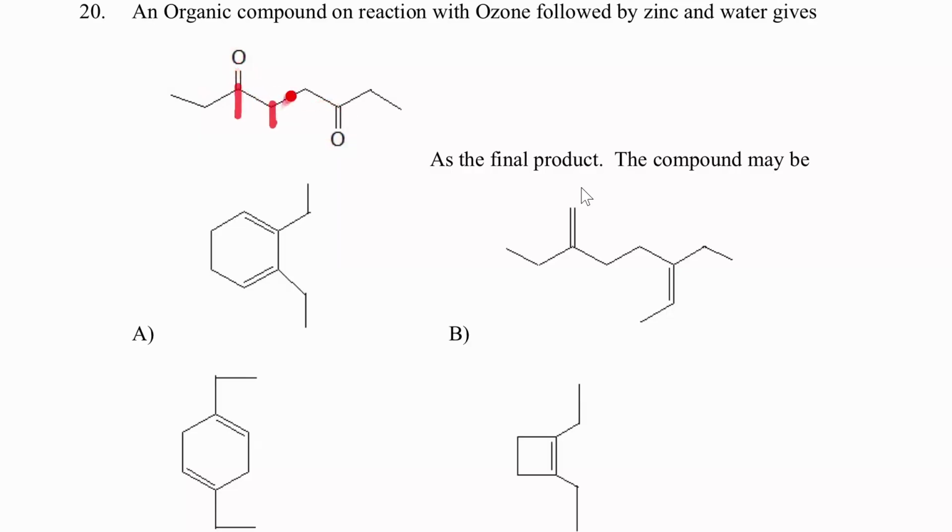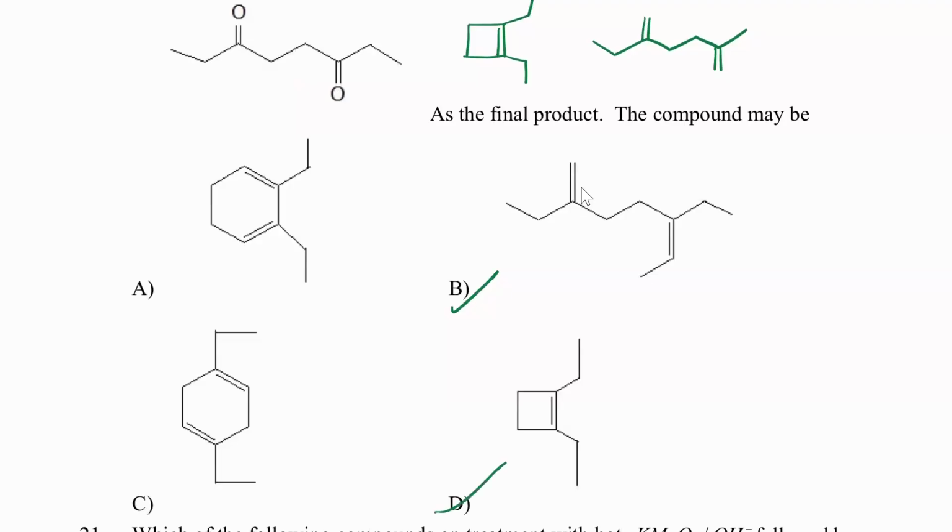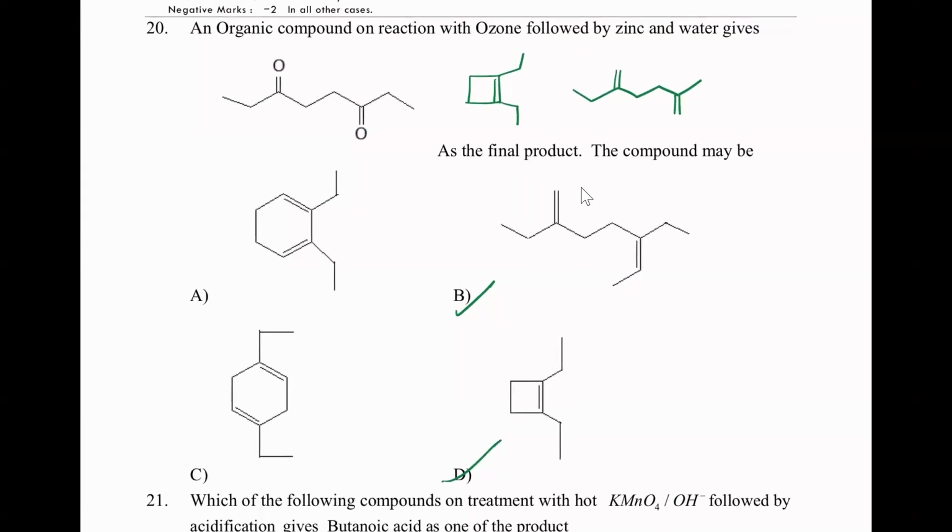So 1, 2, 3, 4. So it is like a four-membered ring here, like this. And it has an ethyl here and ethyl here. This is one possibility. Or the other possibility is here there is a bond broken, here there is a bond broken, right? Then you can get a product here. So which appears to be B and D. Please check. These two are the cases.